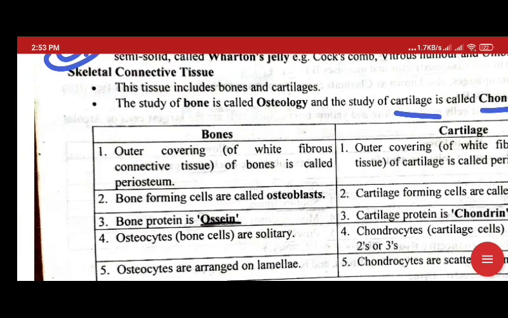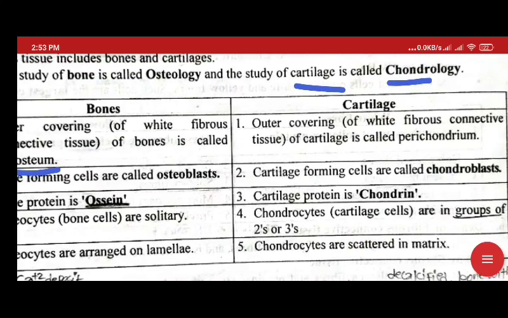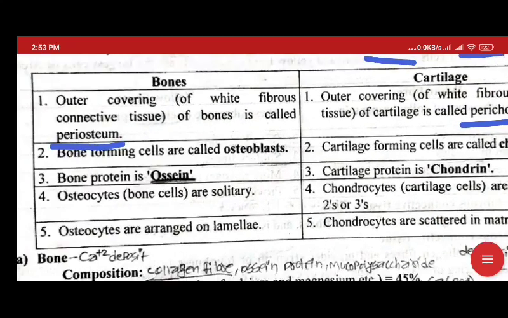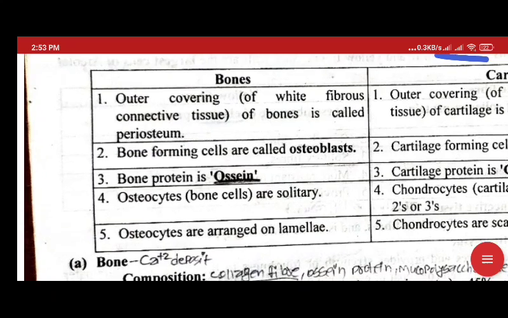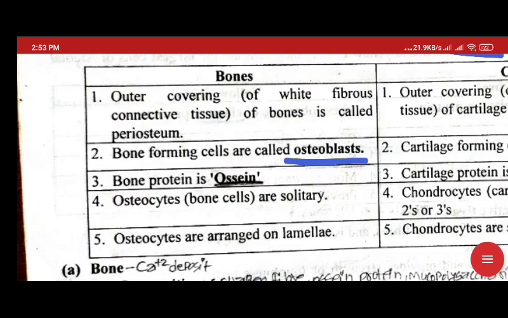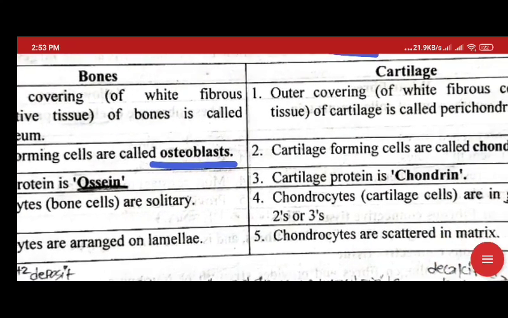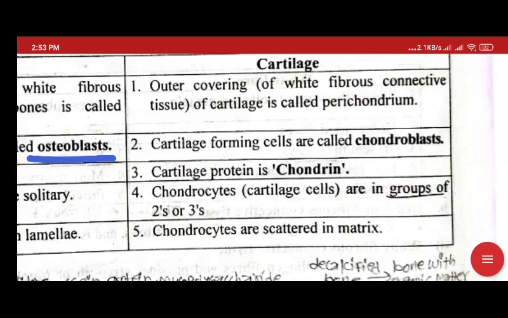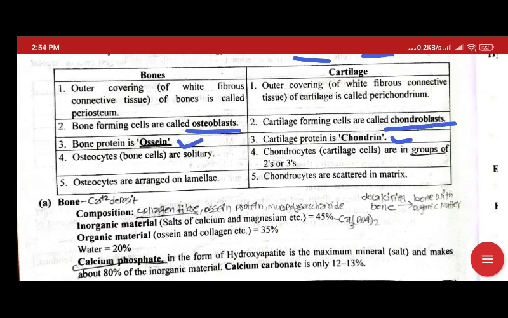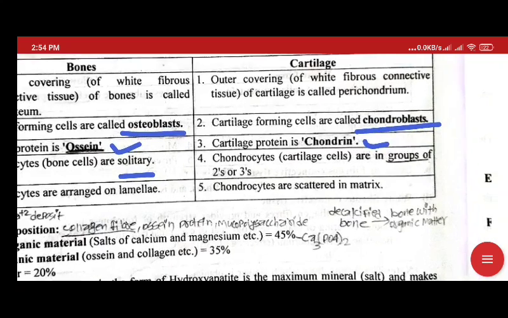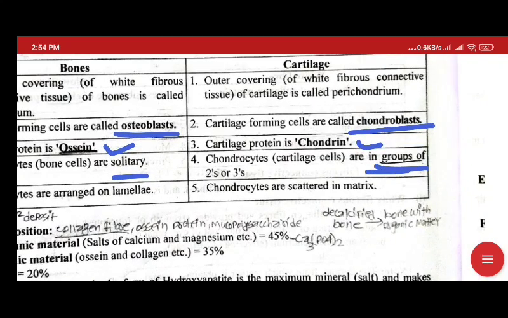Now the covering of bone is called periosteum, where O comes in, and the covering of cartilage is perichondrium. Students, you should also understand that the bone forming cell is called osteoblast, and the cartilage forming cell is called chondroblast. Also we have the protein ossein and chondrin protein. Bone is always present solitary, and cartilage is in groups or bundles.